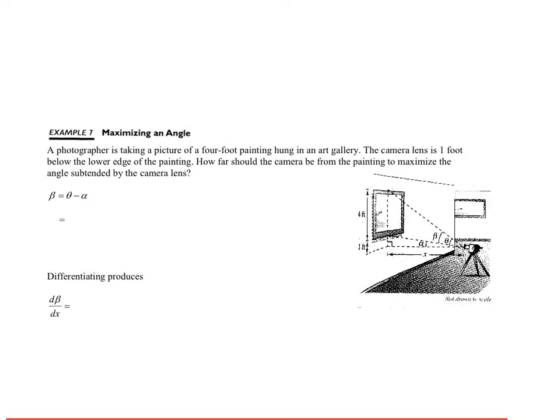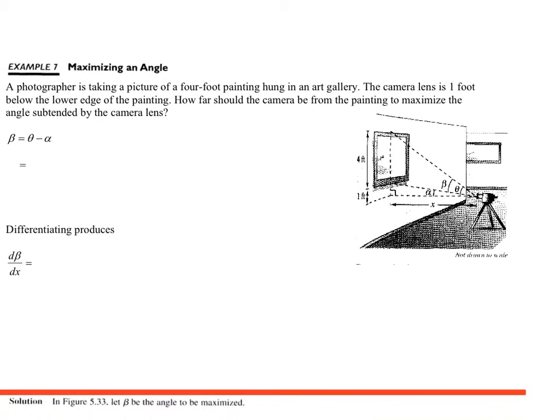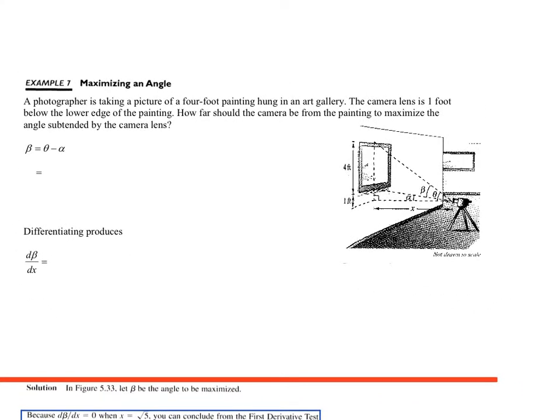Okay? Another application is optimization. So here, notice what we've got is a photographer. He's taking a picture of a 4-foot painting hung in an art gallery. The camera lens is 1 foot below the lower edge of the painting. How far should the camera be from the painting to maximize the angle subtended by the camera lens?